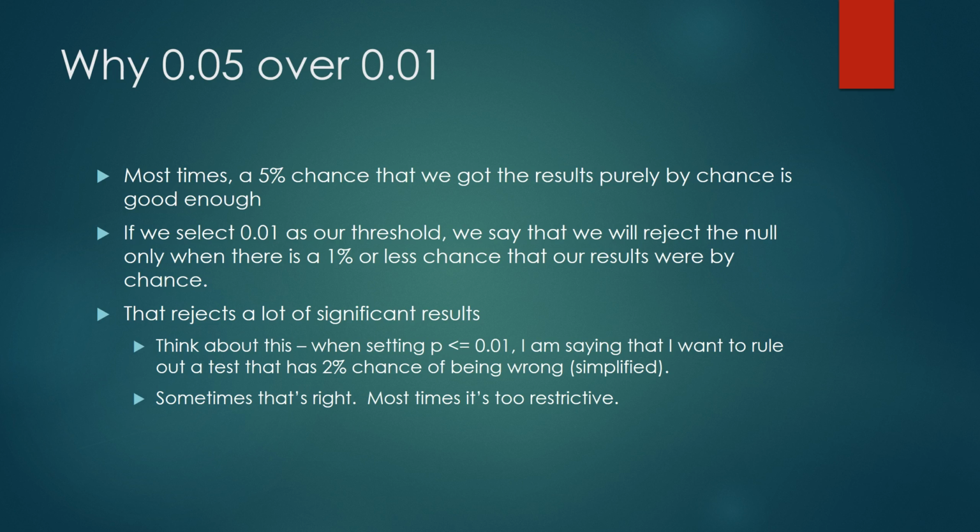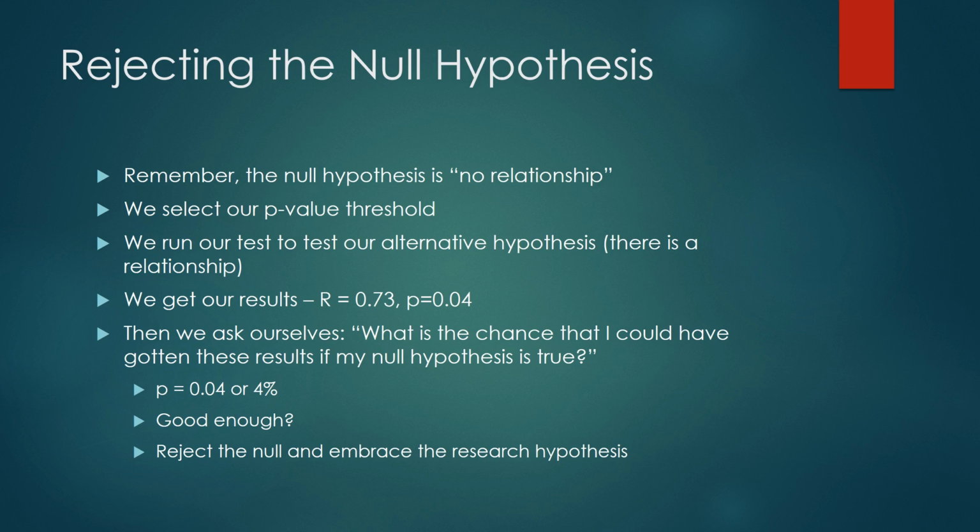So think about this. When you're setting a p-value that is less than or equal to 0.01, you're saying that you would be willing to rule out a test that has a 2% chance of being wrong and a 98% chance of being right. That's a little bit simplified, but let's just work with it now. You don't want to throw out something that has a 98% chance of being right, because you will get a lot of false negatives. Sometimes that's right. Like I said, a lot of times in the sciences, they really need to be very, very precise. So they will set a p-value threshold that is very restrictive, but quite often that's too restrictive.